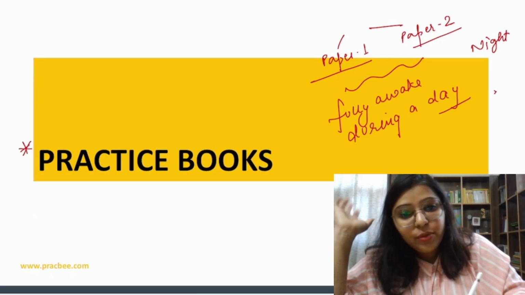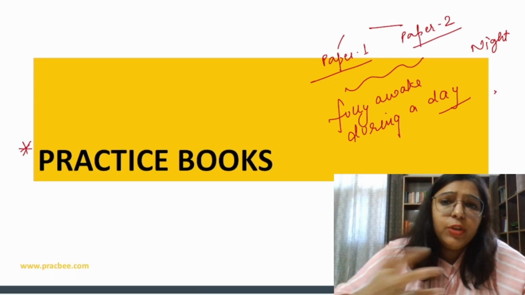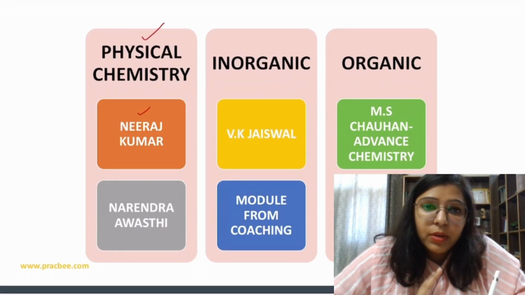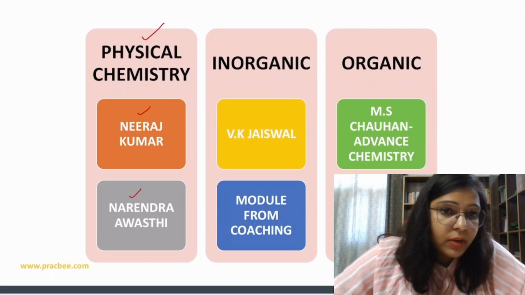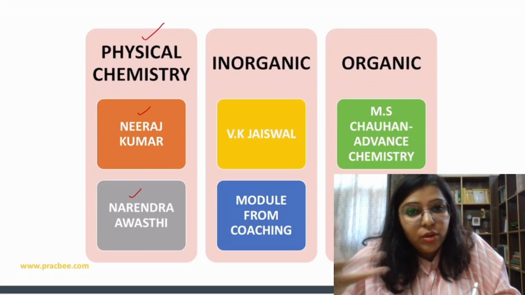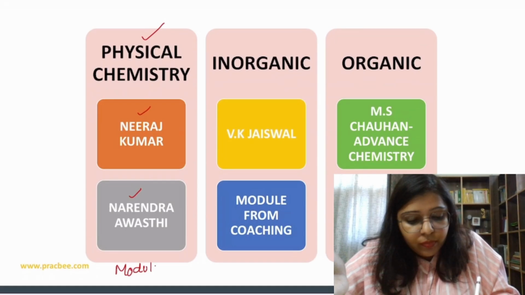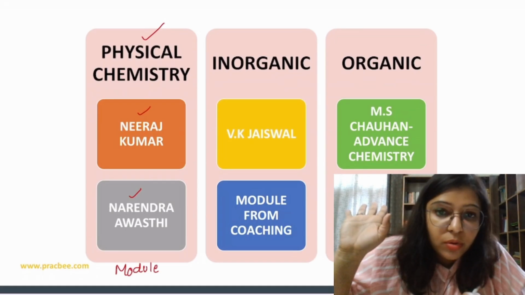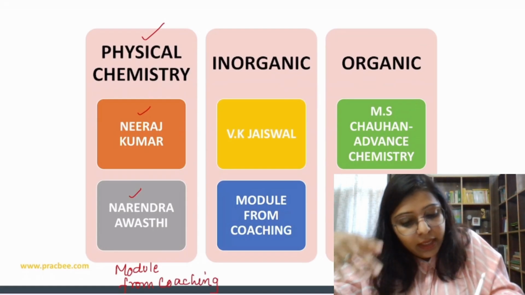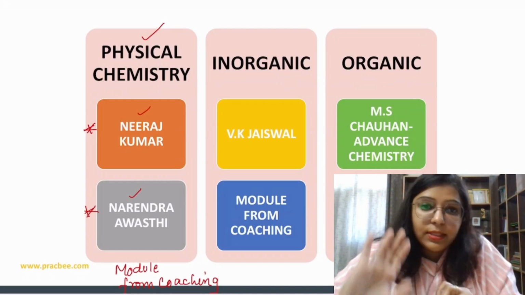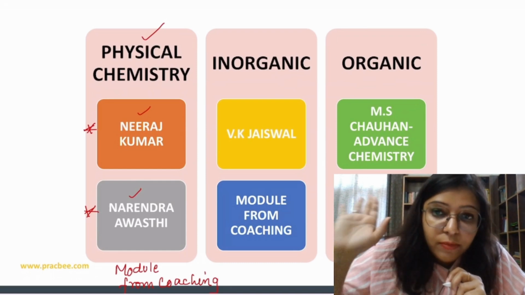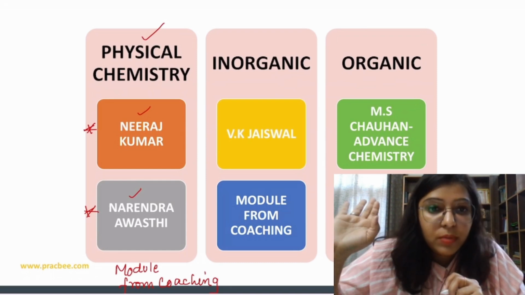Now, what are the books that you need to practice? From which books you can do practice. For physical chemistry, if you have Neeraj Kumar, then solve Neeraj Kumar. Narendra Awasthi, you can opt for Narendra Awasthi. If you did not solve any book, and you have a module from some coaching, then solve the module. You have to take only one book. First, solve questions from the coaching module. Then either you can take Neeraj Kumar or Narendra Awasthi, it's up to you. If you have been solving Narendra Awasthi for the complete 2 years, then solve Narendra Awasthi. If you have been solving Neeraj Kumar for the complete 2 years, then solve Neeraj Kumar.